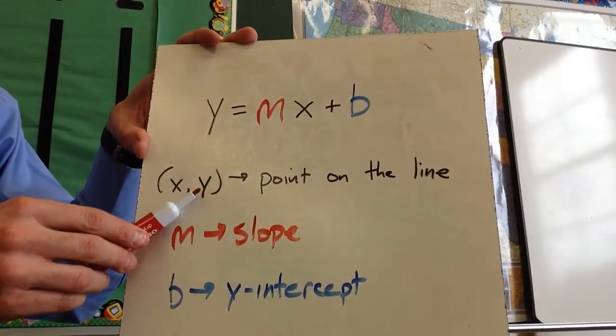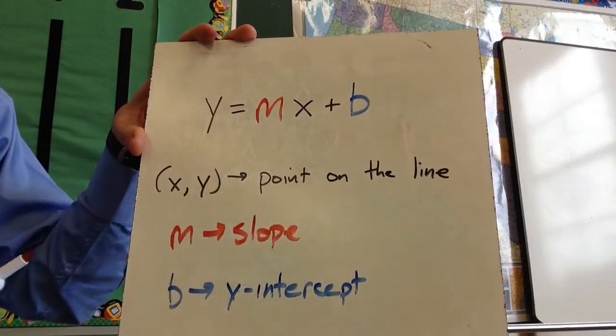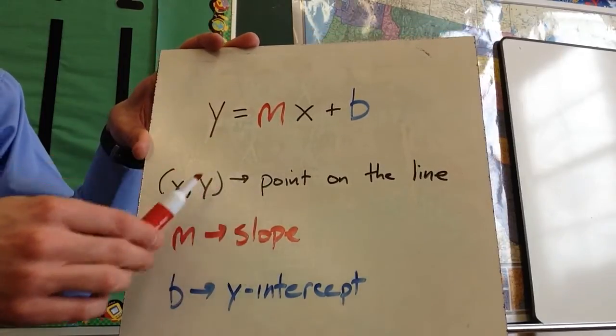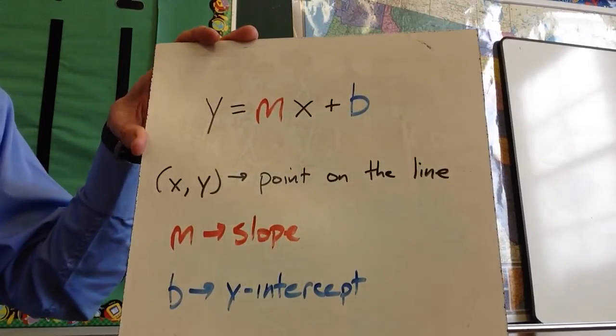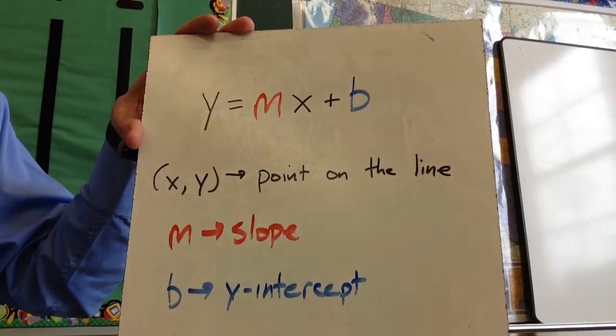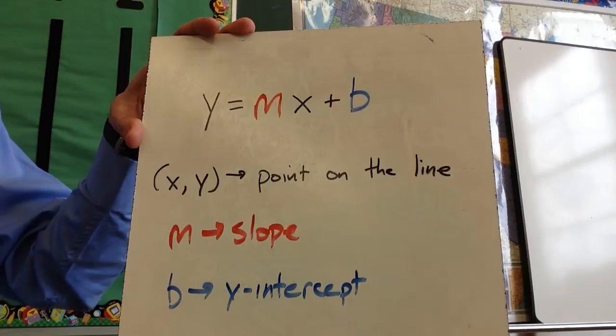Keep in mind that x and y are just the coordinates of a point on the line. So it's like (3, 2) is on the line. So this would be 3 and this would be 2. Now x and y are typically part of the equation, but keep in mind what it is that they actually stand for. What purpose do they serve in this equation?